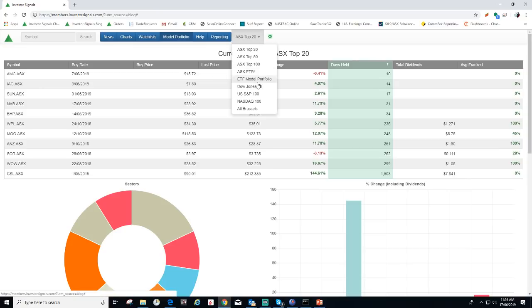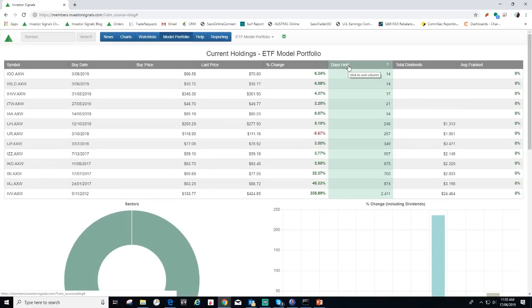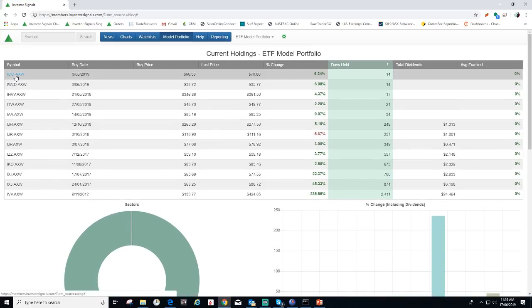We've just added a new ETF model portfolio, so if you click on ASX ETFs, that's all ETFs listed on the ASX. That's a model portfolio where the algorithm engine's picking which ones out of all the ETFs listed on the ASX, whereas this particular one here, ETF model portfolio, is only looking at the database of iShares, which is an ETF provided by BlackRock. So if we were to look at that, we can see here the stock.